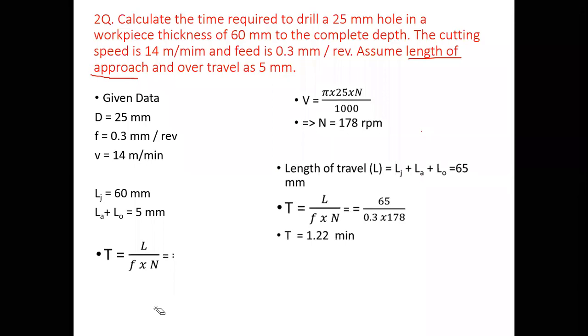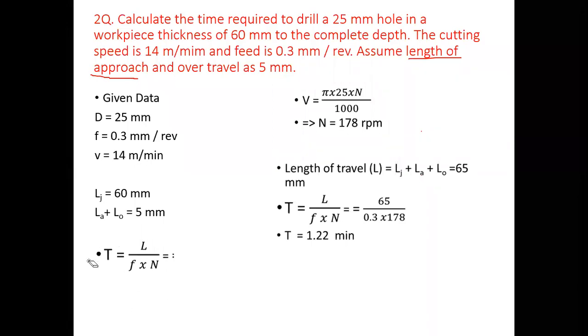Then the same thing you can substitute in the formula. So t equals L divided by F into N. If you substitute, L is your 60 plus 5, 65, feed is given as 0.3 mm, and N is 178 rpm. If you substitute in this, you are going to get the t value as 1.22, because N is in revolutions per minute and the lengths are in mm. So finally you get a value of 1.22. The unit of 1.22 is minutes, so the cutting time is 1.22 minutes.